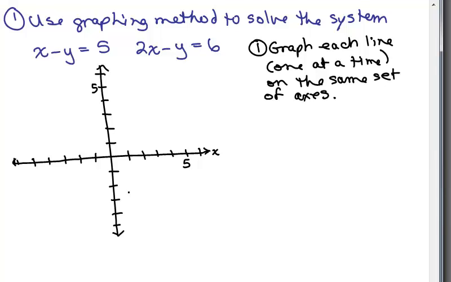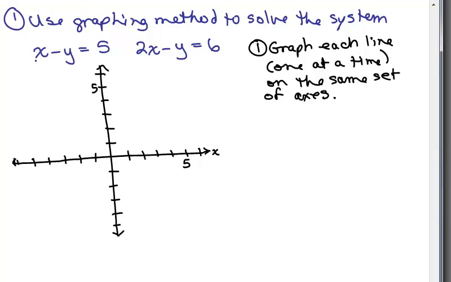So how do we graph it? Well, it doesn't matter. You can use slope-intercept form, you could make a list of ordered pairs, you could use the x and y intercepts. All right, I'm going to first graph line 1, x minus y equals 5. And I'm going to use the x and y intercept method myself, because that seems easy.